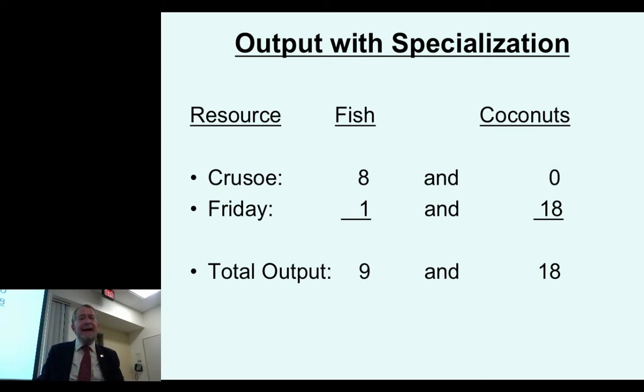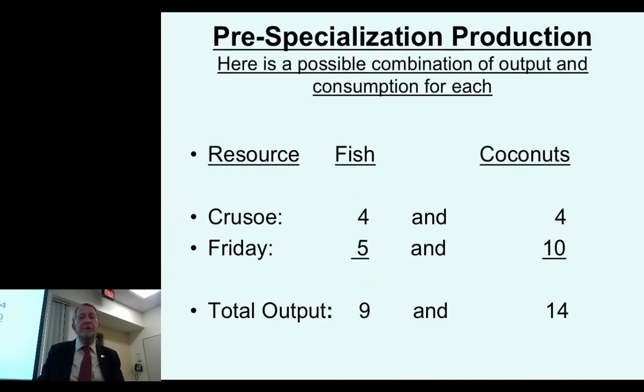Now, go back and look at what Crusoe was doing by himself. He was getting 4 and 4. He now has 8 fish, and he doesn't have any coconuts. And we can see he likes coconuts, right? He likes to consume coconuts.